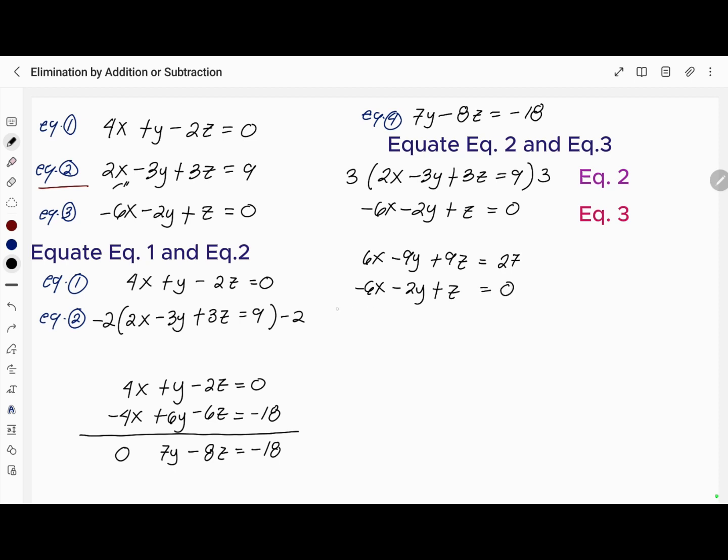Next, let's add the two equations. So we have 0, then negative 11y, then positive 10z, then bring down 27. Now we have our fifth equation, which is negative 11y plus 10z equals 27.